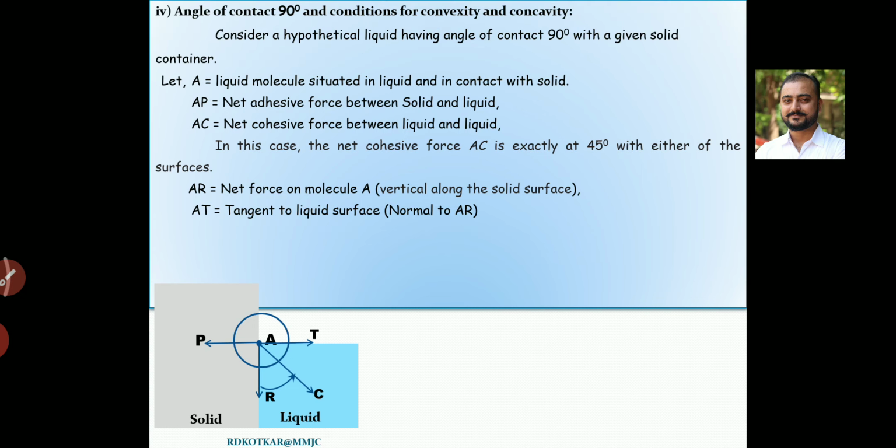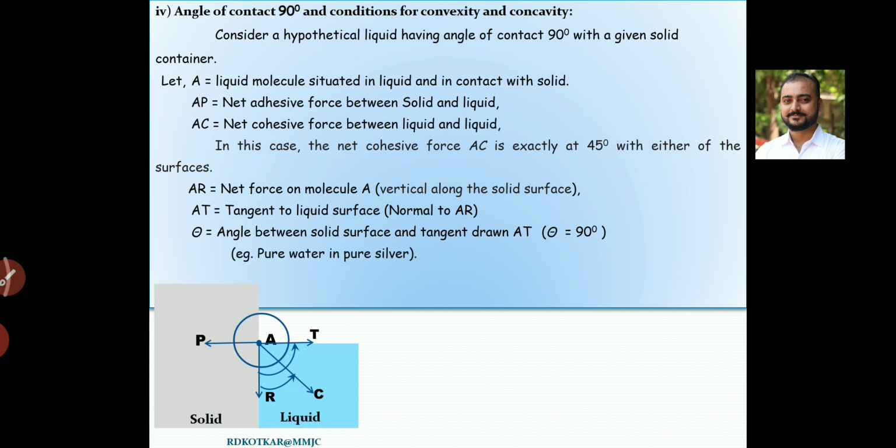Let's see here, you can see again in the figure carefully, observe the angle drawn here. It should be 90 degrees in between the solid surface and the tangent drawn. The example of this, which is actually not given in the book, is pure water in a pure silver can form the angle of contact of 90 degrees.